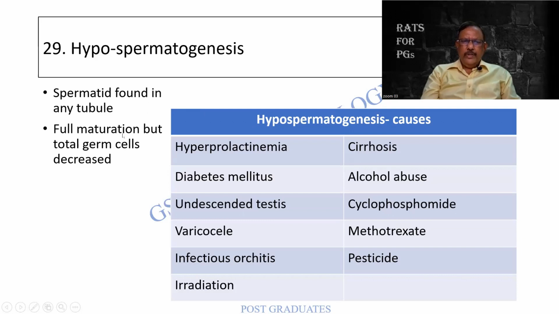There is a full maturation, but the total number of germ cells is decreased. And what are the causes for this hypospermatogenesis? It can be in a case of hyperprolactinemia, diabetes mellitus, undescended testis, varicocele, infectious orchitis, irradiation. Other systemic diseases can be cirrhosis, alcohol abuse, drugs such as cyclophosphamide, methotrexate, pesticides. Two or three that you can remember, just make a note of it. But since it is a good table, I thought I would display it for you.